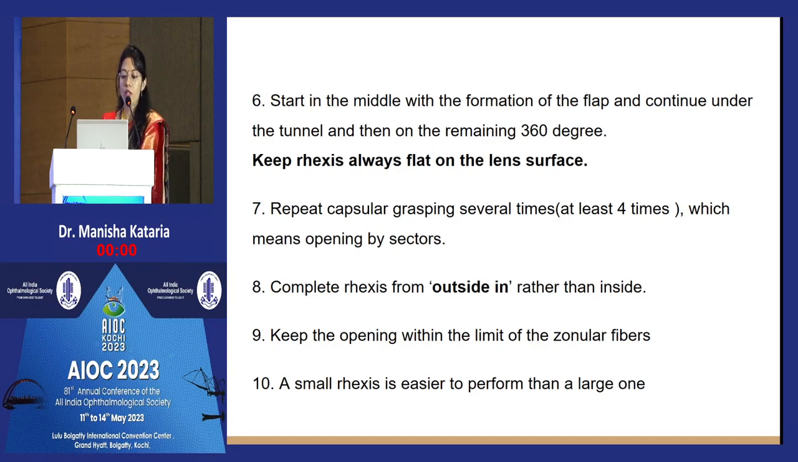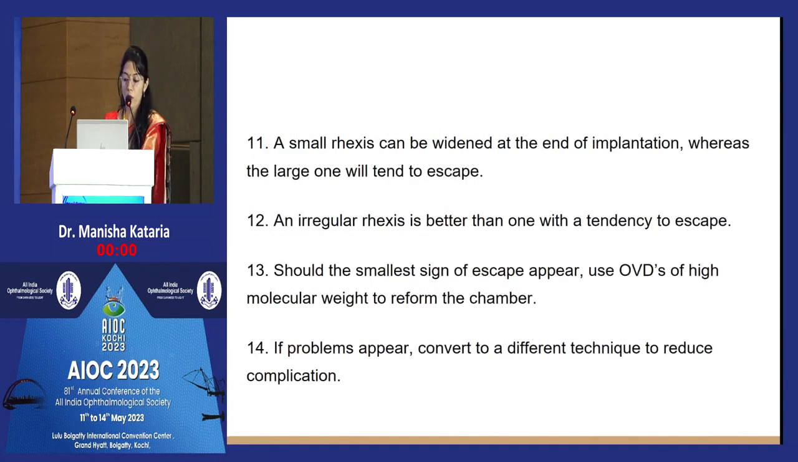Keep the rhexis always flat on the lens surface. Repeat capsular grasping several times, which means opening by sectors. Complete the rhexis from outside in rather than inside out. Keep the opening within the limits of the zonular fibers. A small rhexis is easier to perform than a large one. It can be widened at the end of the implantation, whereas a large one will tend to escape. An irregular rhexis is better than one with a tendency to escape.